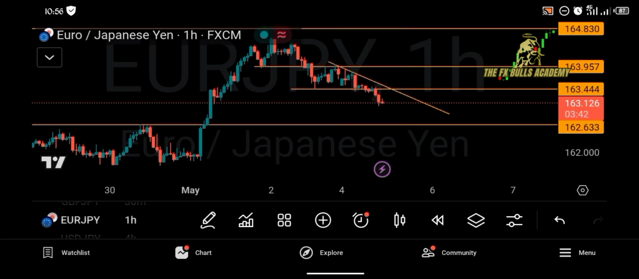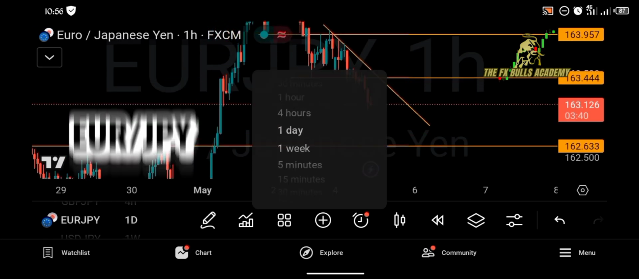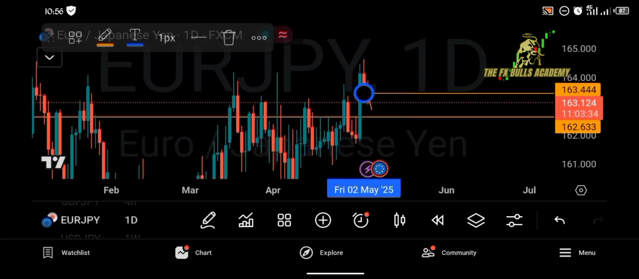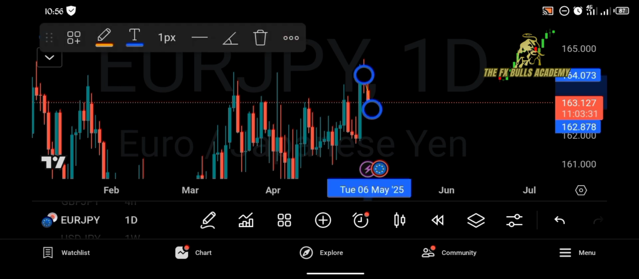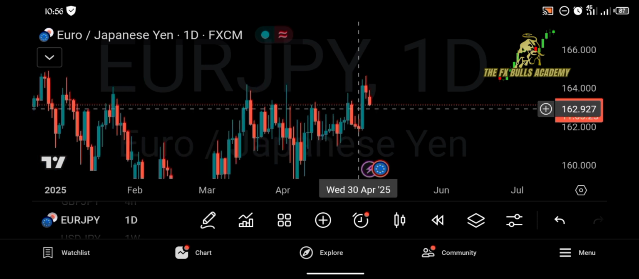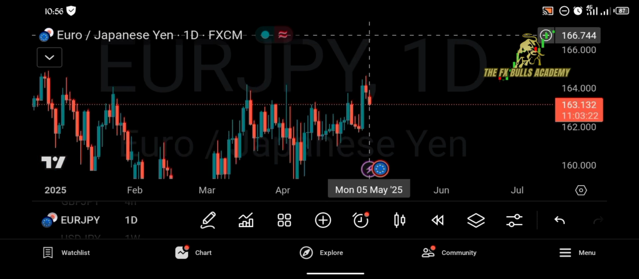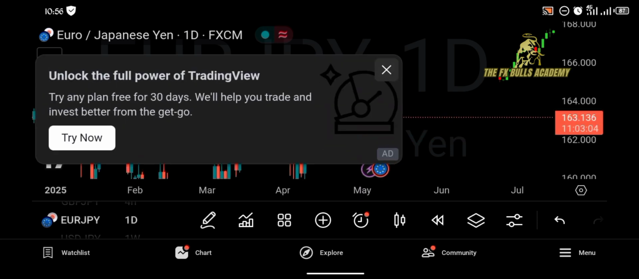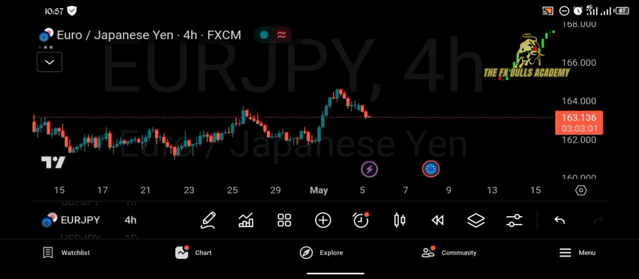So now let's go to Euro JPY. Let me go to the daily time frame to analyze from the higher time frame. For Euro JPY, you should be expecting buys because of this. You can see on this daily time frame a bullish engulfing, and the higher the time frame, the stronger the setup. If price gives you a setup from the higher time frame, just know that that's a strong one. This is a bullish engulfing candlestick, so we should be expecting buys.